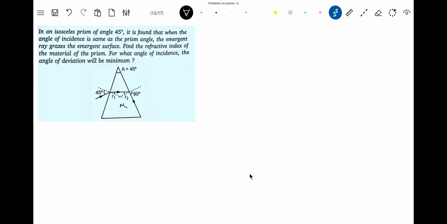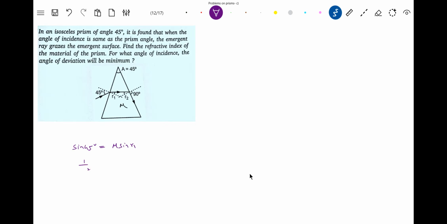What is the method? I think we have already discussed some problems of this kind, no? So if you can recollect, first we'll begin by applying Snell's law. Sine 45 degrees is equal to mu sine r1.